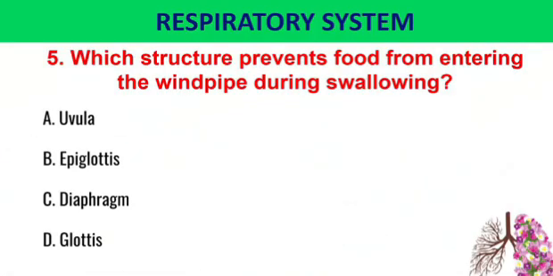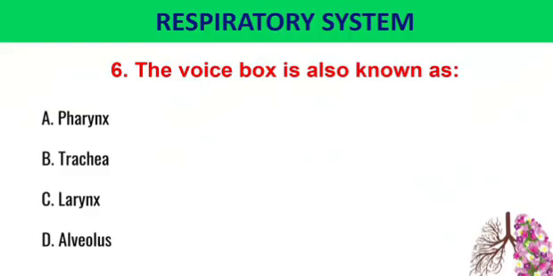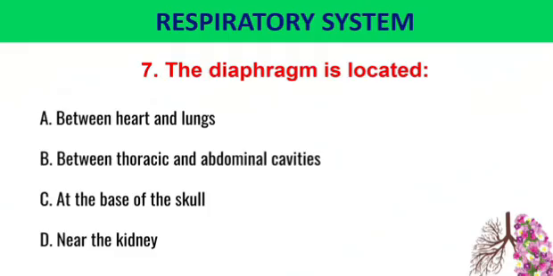Which structure prevents food from entering the windpipe during swallowing? Epiglottis. The voice box is also known as larynx. The diaphragm is located between thoracic and abdominal cavities.